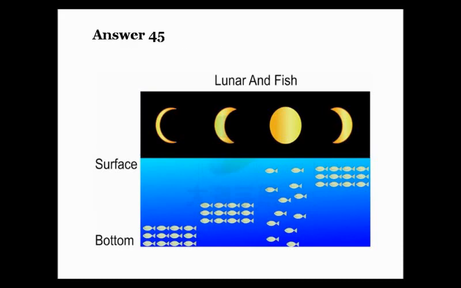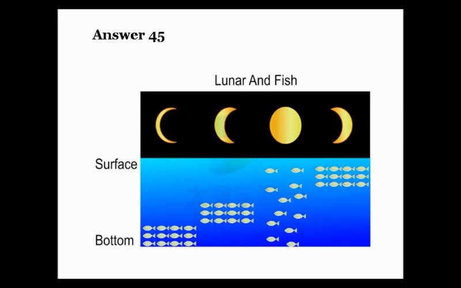This picture shows information about Luna and fish. To begin with, there are several sections in this picture, that is surface, bottom, and moon fish. According to the graph, in the first picture of the crescent moon, those fish are swimming at the bottom of the sea. In the second picture, they are wandering in the middle.